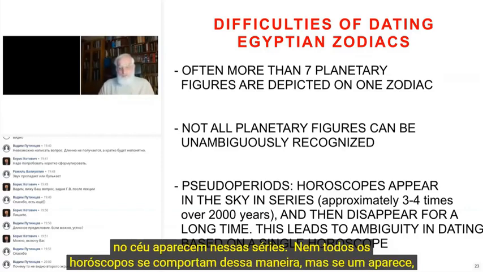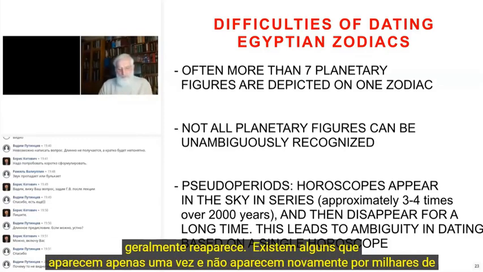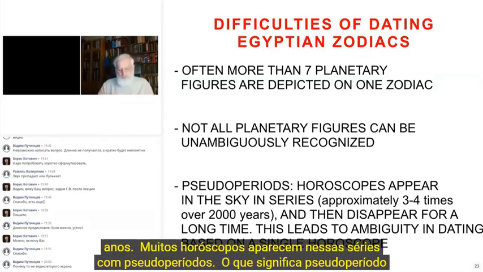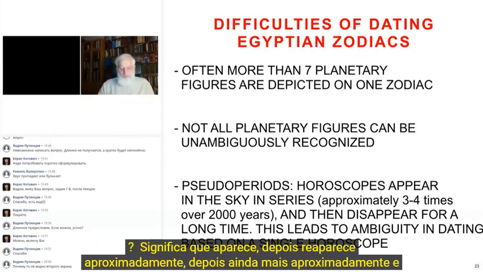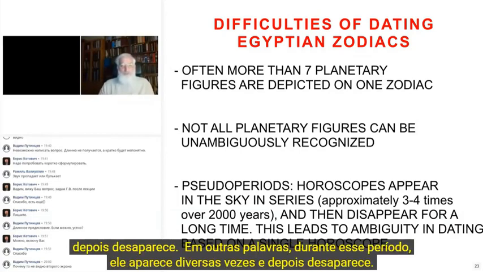Horoscopes in the sky appear in such series. Not all horoscopes behave this way, but if one appears, it usually reappears. There are some that only appear once and then not again for thousands of years. Many horoscopes appear in such series with pseudo-periods. What does pseudo-period mean? It means that it appears, then reappears approximately, then even more approximately, and then disappears. In other words, over this period, it appears several times, and then disappears.